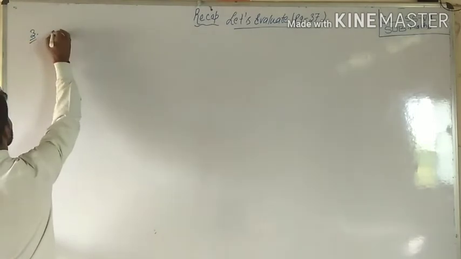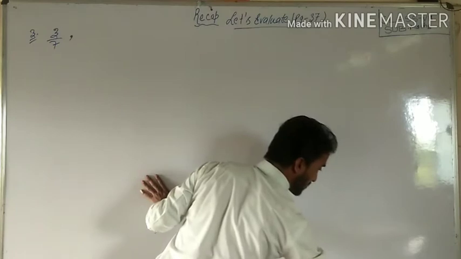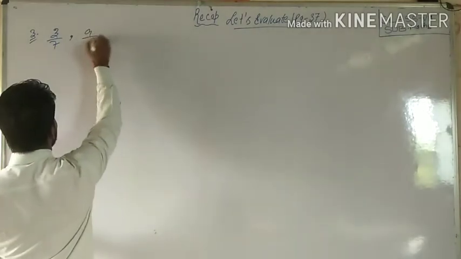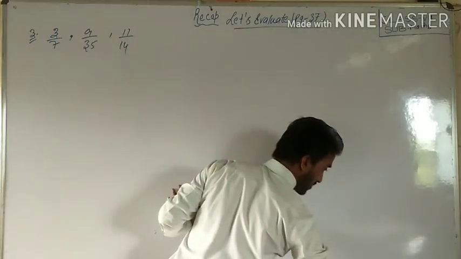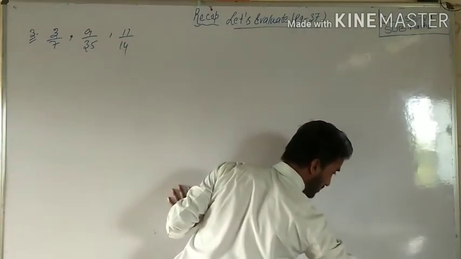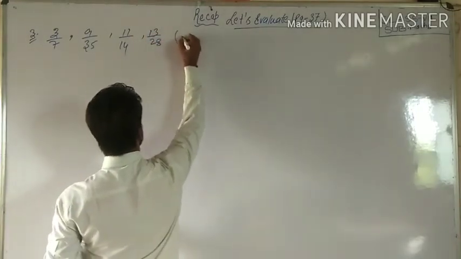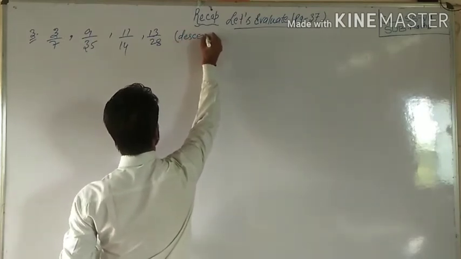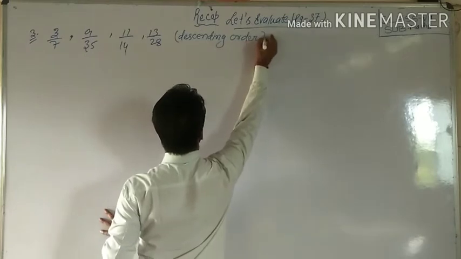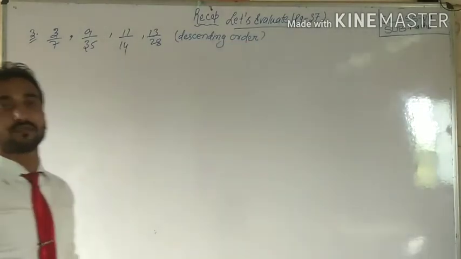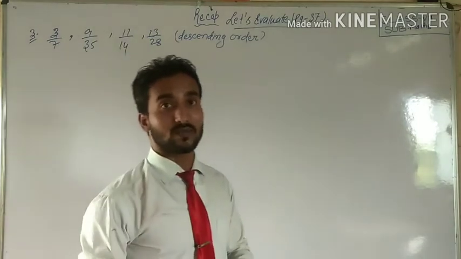3 by 7, 9 by 35, 11 by 14, 13 by 28. What do you have to do? You have to write in descending order. Descending order means, students, biggest to smallest. It means largest to smallest. Okay.